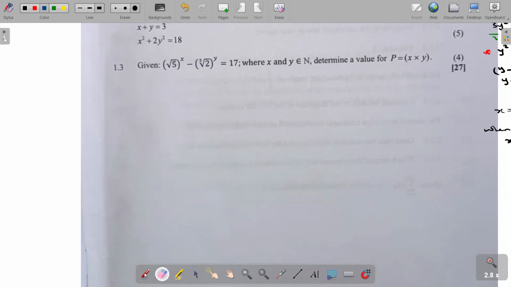Let's answer question 1.3. We are on question 1.3. You are given that root 5 to the power x minus cube root of 2 to the power y is equal to 17.